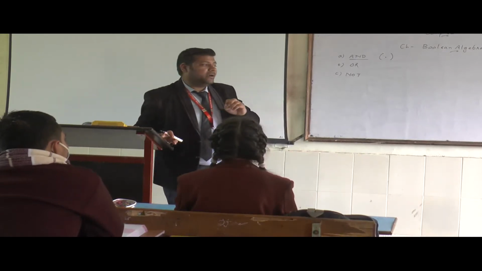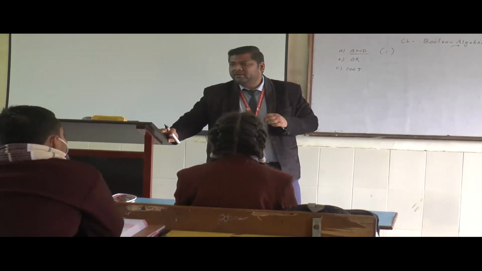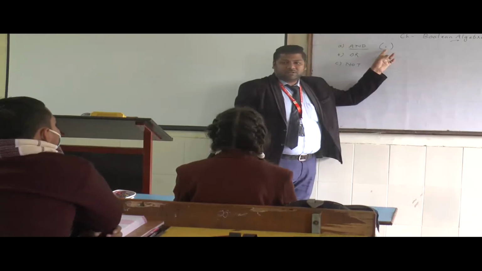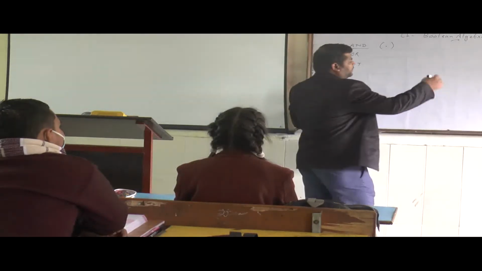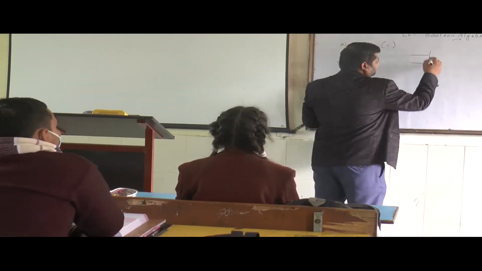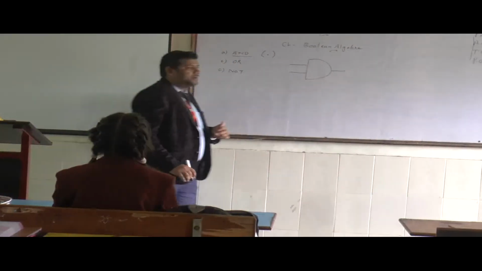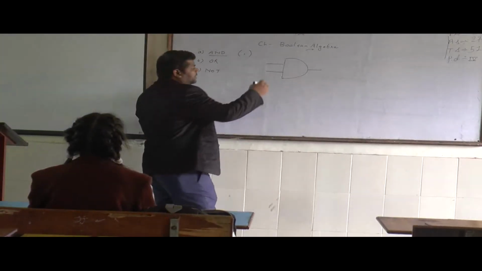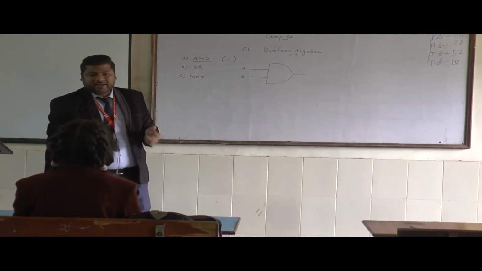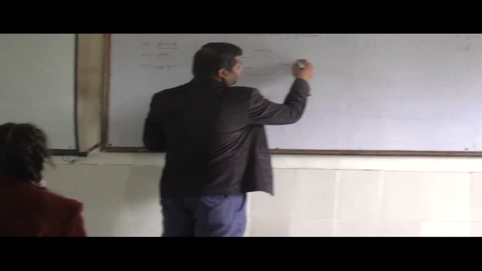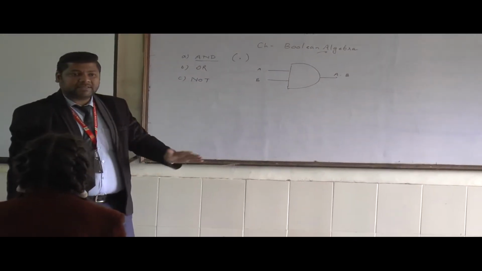Now, first of all, let us discuss the circuit of the AND gate, and how AND is represented in Boolean algebra. This is the AND operator. Now, the circuit diagram of AND. Suppose there are two inputs, A and B, passed to the AND gate. Then the output will be represented as A dot B. Now let us discuss its truth table.